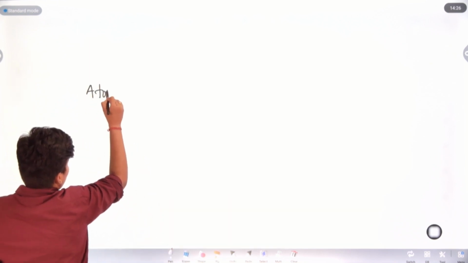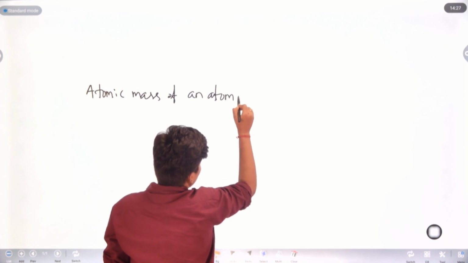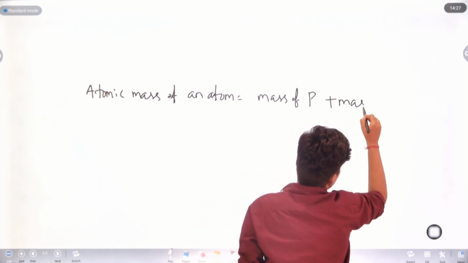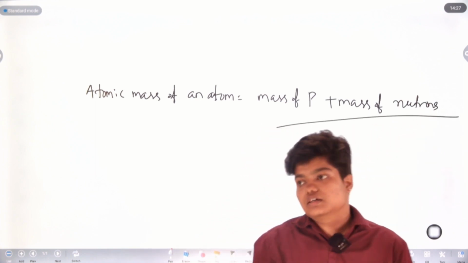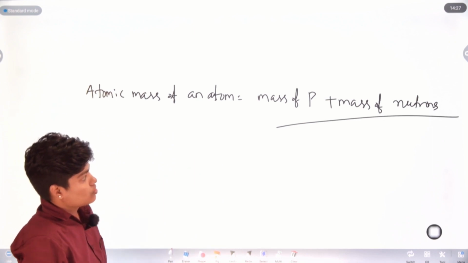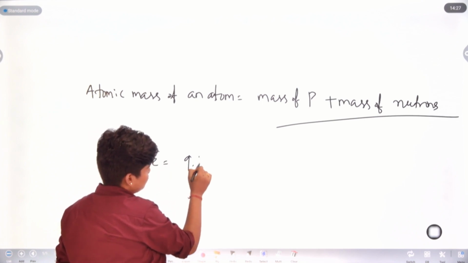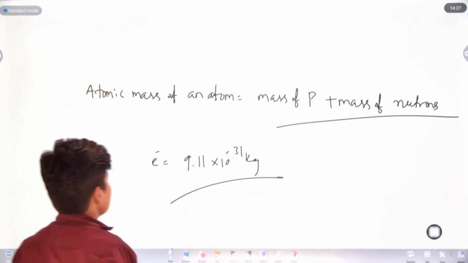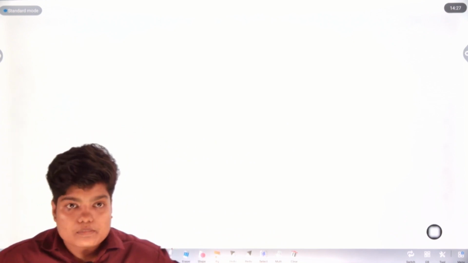The atomic mass of an atom can be calculated as the summation of the mass of protons plus the mass of neutrons. The mass of electrons does not affect the atomic mass because its order of magnitude is very low compared to the mass of protons and neutrons. The mass of an electron is 9.11 × 10⁻³¹ kilogram, so it will not affect the atomic mass of any atom. Now we'll move towards the atomic model.